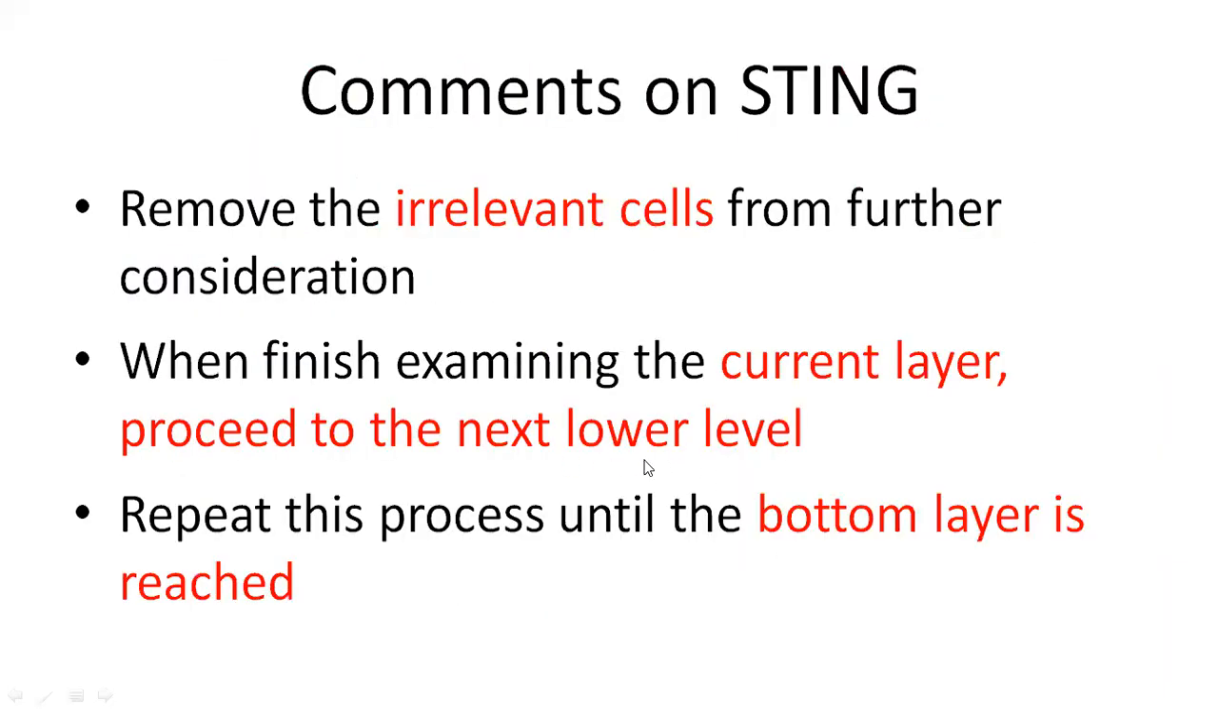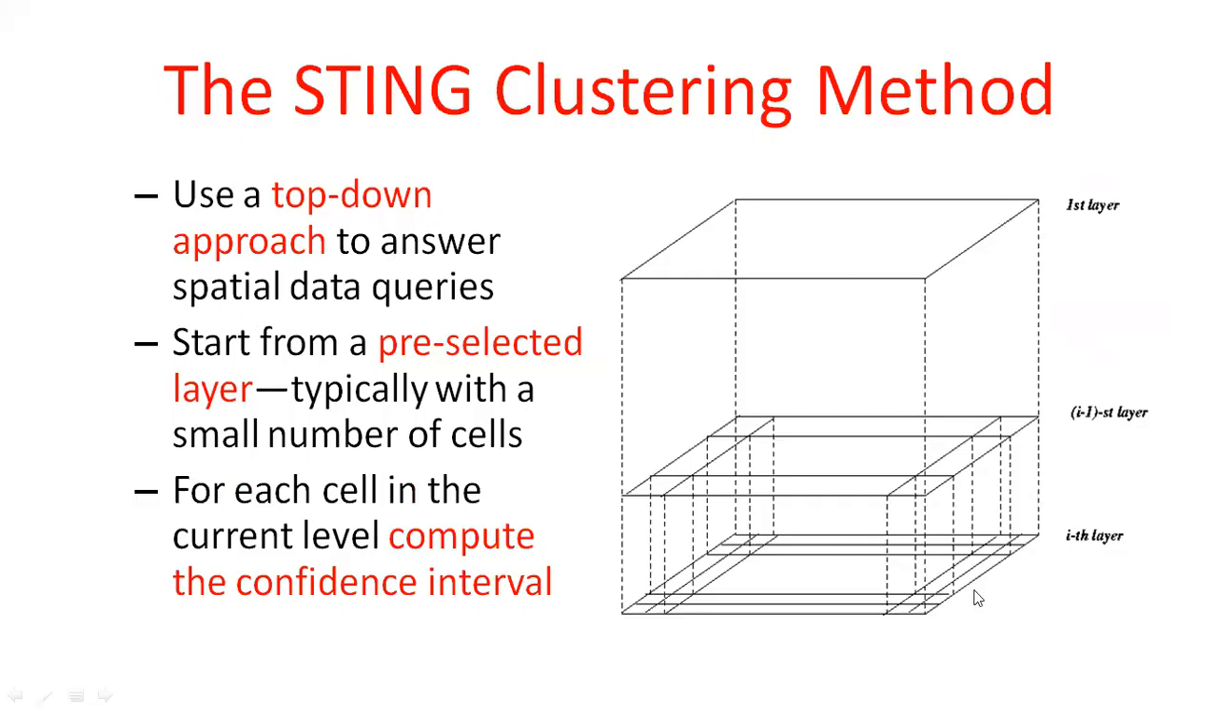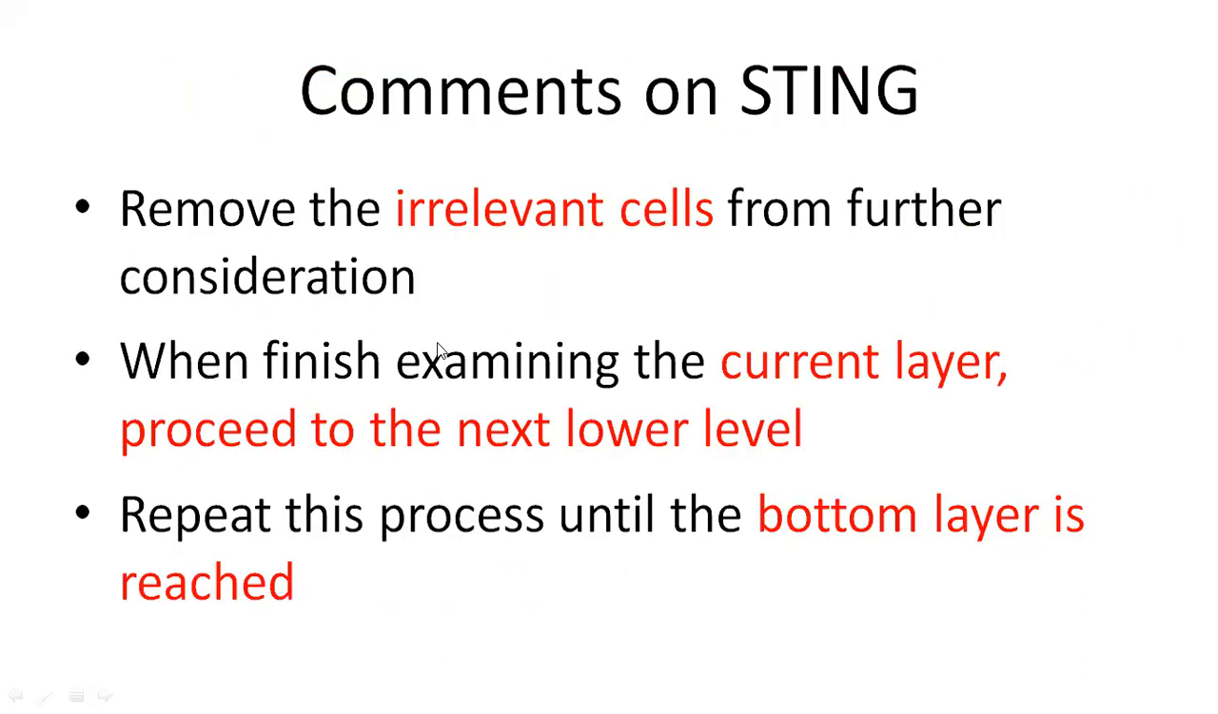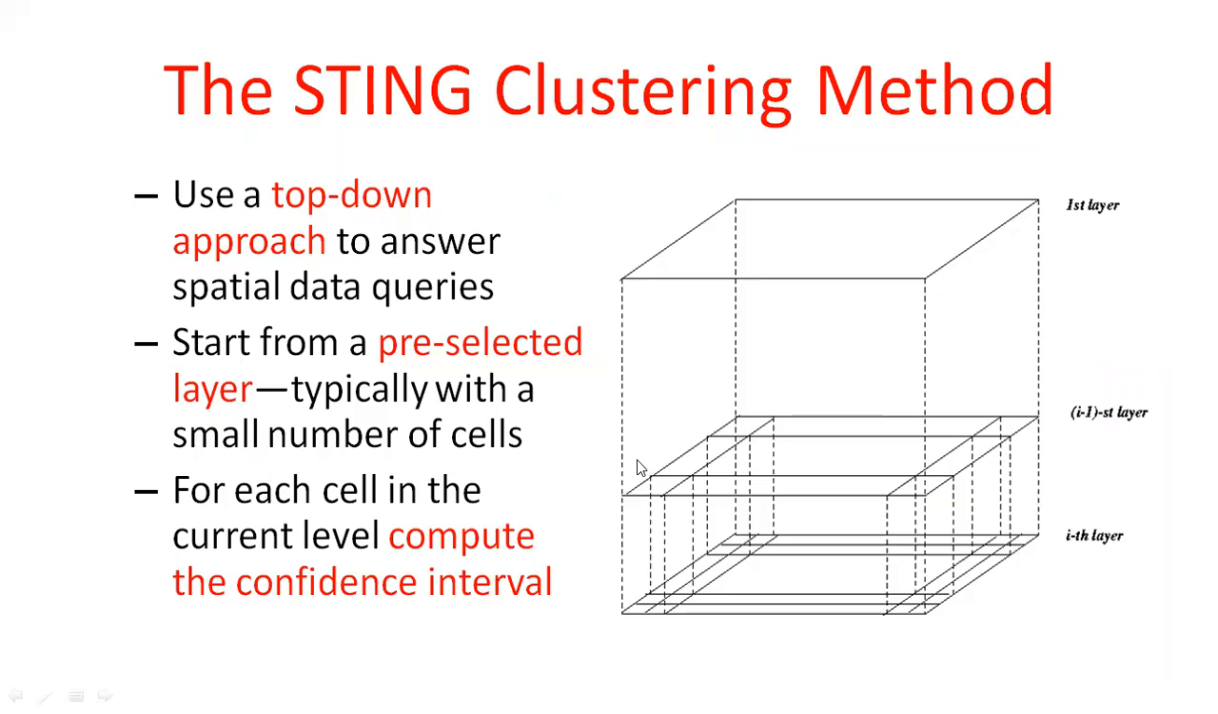Irrelevant cells are cells not occupied by any objects. You remove the irrelevant cells from further consideration. When you finish examining the current layer, proceed to the next layer. After completing the first layer, you proceed to the second layer.